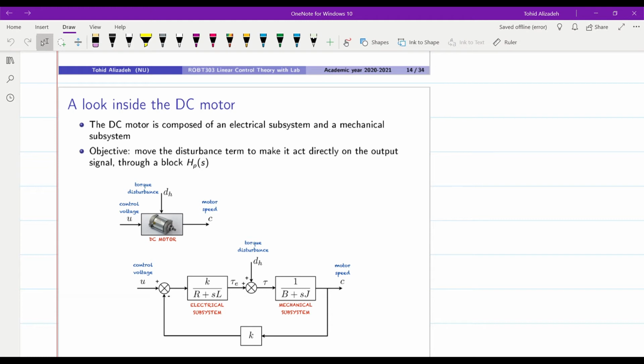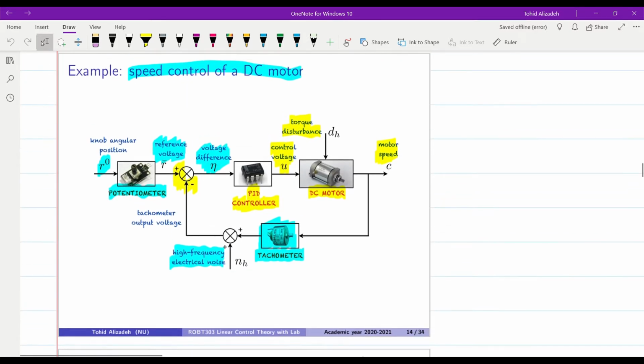Now let's have a look inside the DC motor, and then we will see whether we can use it in the form of the standard kind of block diagram system that we just represented or not. So over here you can see that the DC motor is shown in this form. We have the torque disturbance affecting the system. It has some control voltage U as the input, and it gives us the speed of the motor as the output.